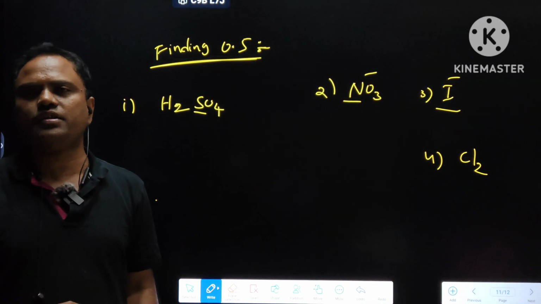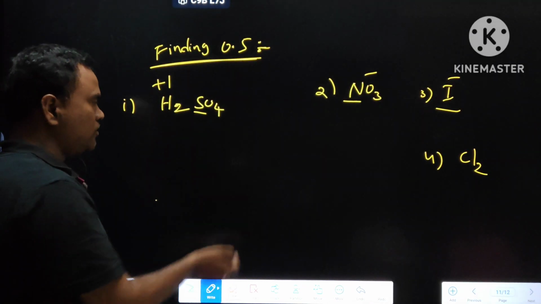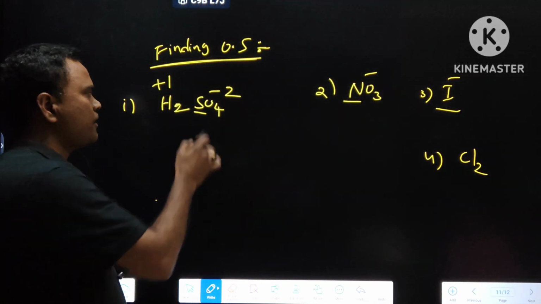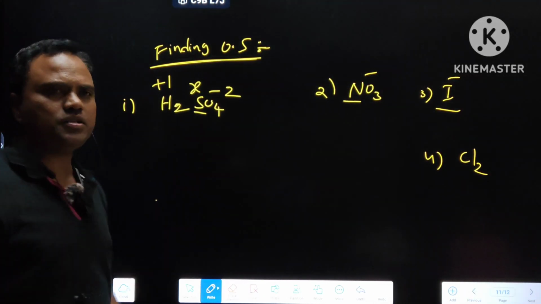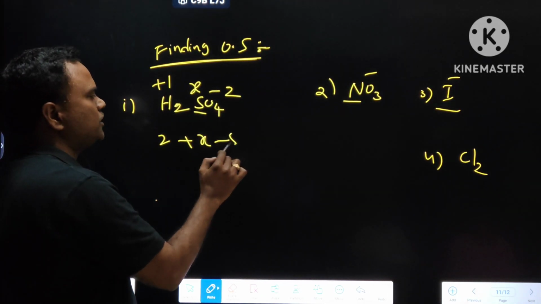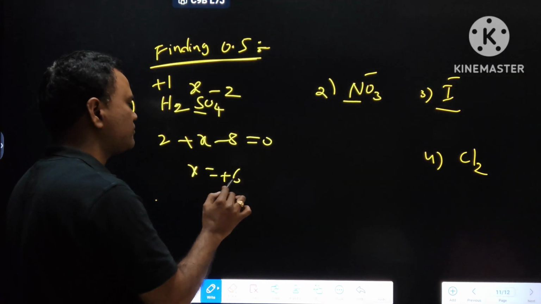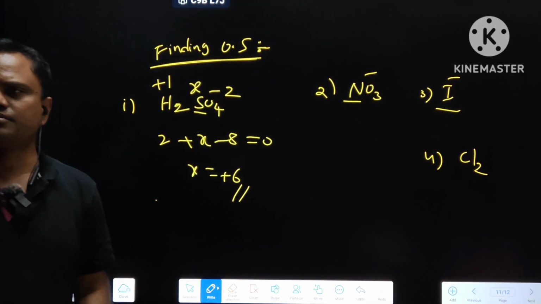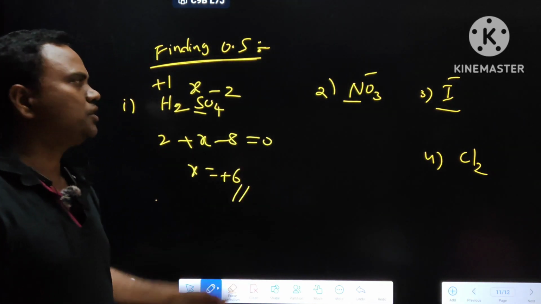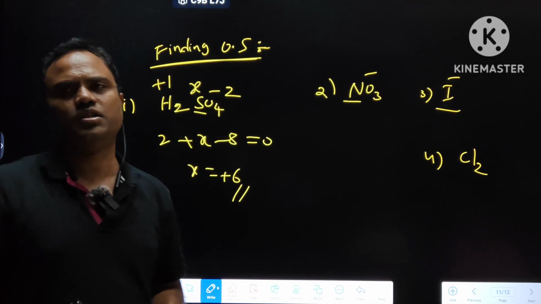What is the procedure? First, write the known elements' oxidation states. Hydrogen is +1. Oxygen is -2. Consider the unknown element's oxidation state as X. 2 + X, 4 into -2 is -8. Equate the sum to 0. So X is equal to +6. In NO3 minus, nitrogen is +5.